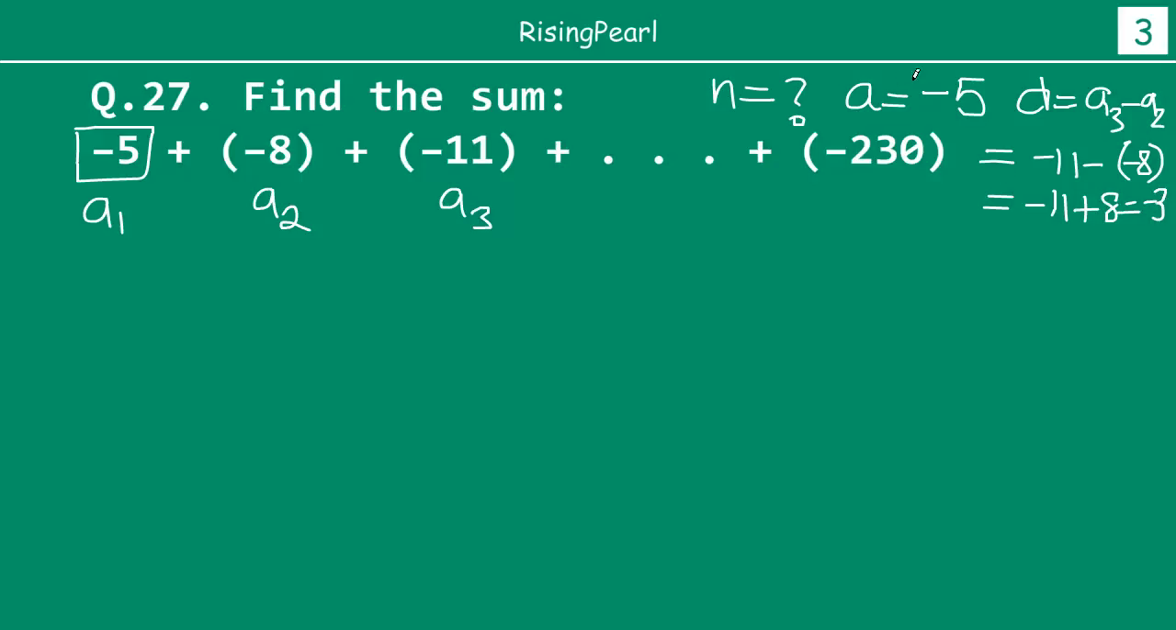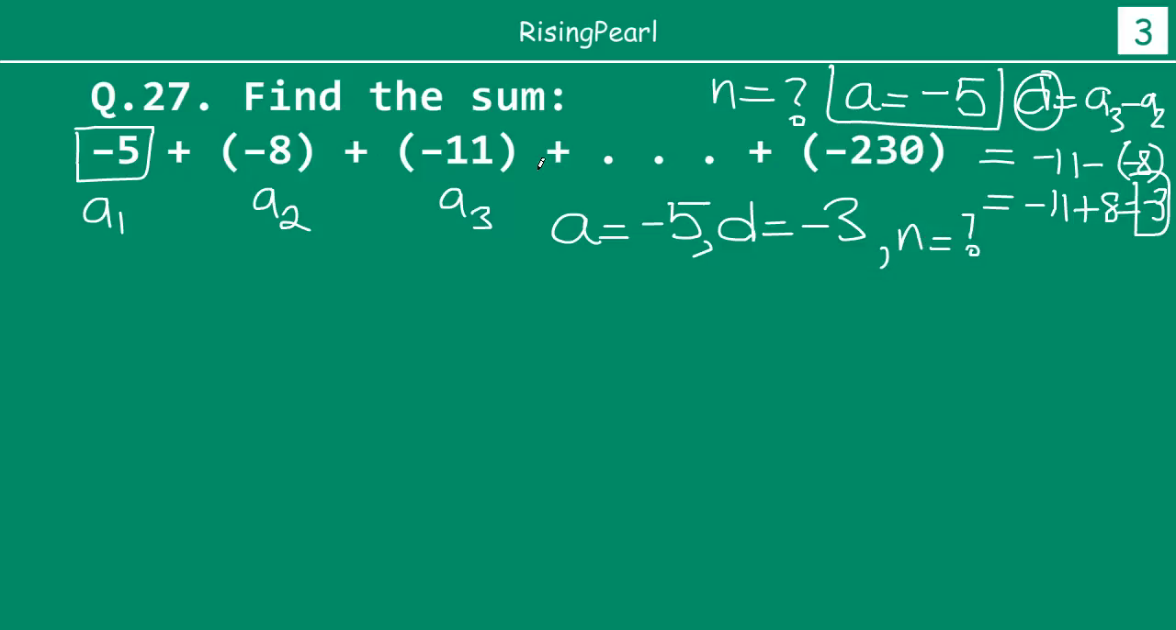So we know A, the first term, is minus 5, and we know the common difference is minus 3. Don't forget the minus sign. So let's write it here: a equals minus 5, and our common difference is minus 3. Now, in order for us to find the sum of these terms, we need to find n.